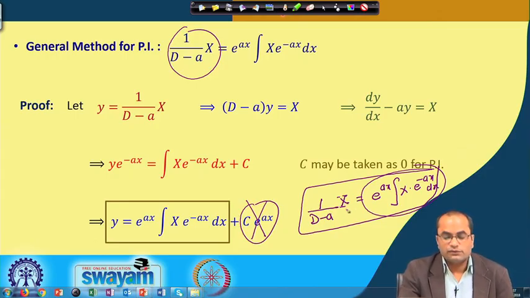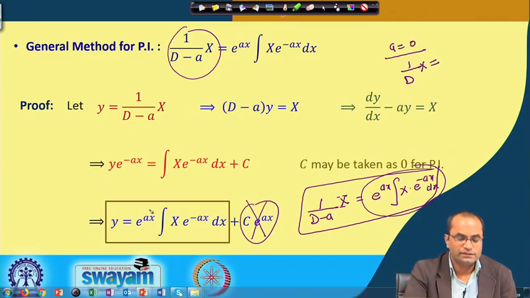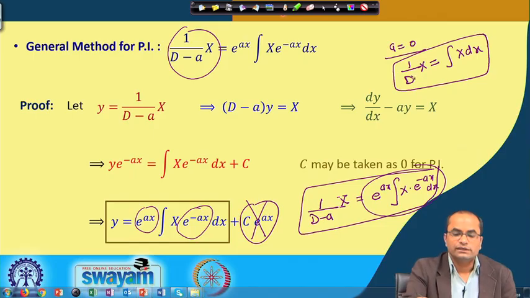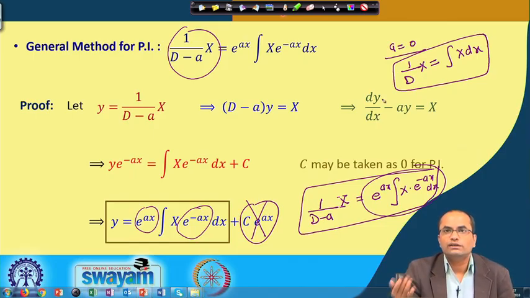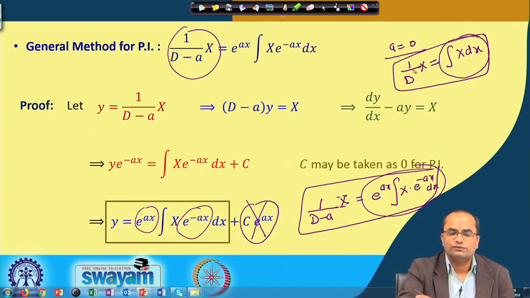In a simple case, for instance, consider a equal to 0. What is this result suggesting? When we set a equal to 0, 1 over d operated on x is equal to, since a is 0, this is 1 and this is also 1, simply the integral of x dx, and this is what is expected. We know that d is the differential operator, so 1 over d is like an integral operator. This is precisely the integral of x over dx. So, 1 over d operated on x is nothing but the integral of x with respect to x.